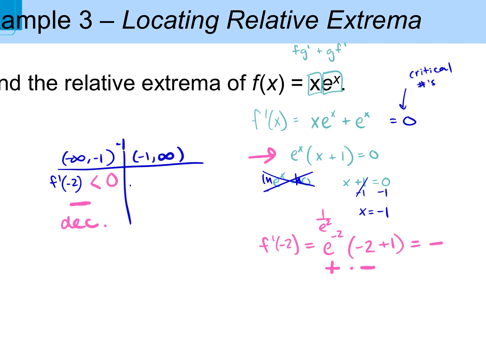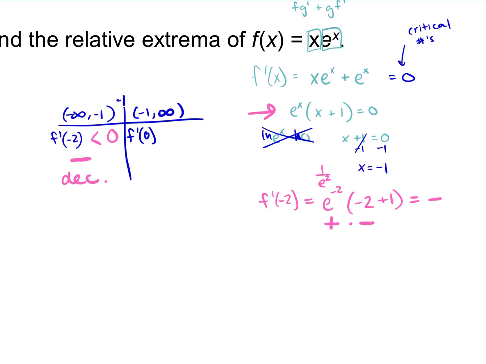Next, let's test our other interval from negative 1 to infinity. What could we plug in here? 0. Great option. So we're going to plug in 0. We have f prime of 0. We're plugging it into the first derivative. When I plug in 0, we have e to the power of 0 times 0 plus 1. What is e to the power of 0? 1, which is positive. And then 0 plus 1 would be 1, which is also positive. So f prime of 0 is going to be positive. So are we increasing or decreasing? Increasing, since we're positive here.